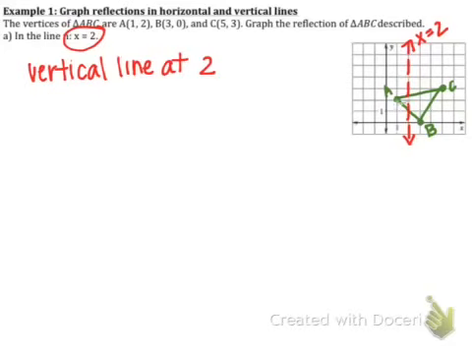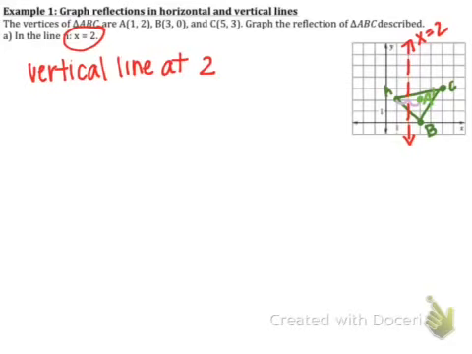Point A, and you can see what I did with the purple marker there, is 1 space away from the line x equals 2. So when I graph the reflection, it's going to be 1 space away on the opposite side of the line. I drew 1 space away, and now I'm going to fill in my new point, A prime. Don't forget that the reflection points have that prime notation. So that point is now A prime.